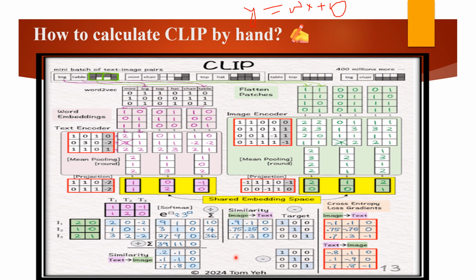Now we'll have a target matrix, right? The targets for the similarity matrix are the identity matrix. Why? If I and T come from the same pair, we want the highest value, which is 1.